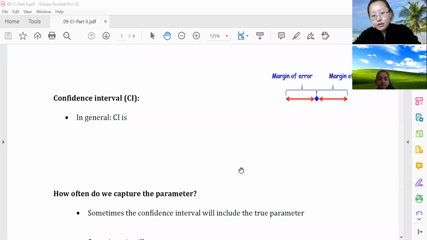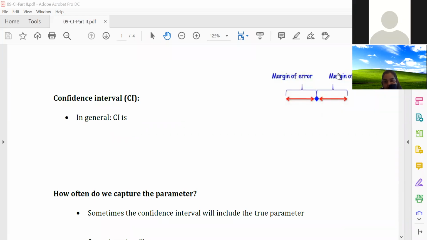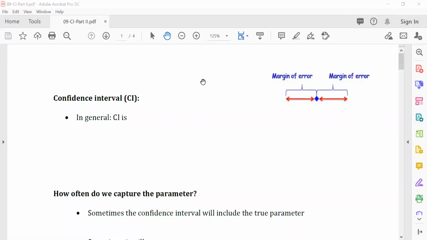Okay, so last time we have talked about confidence intervals. We have reviewed what we have seen before the spring break, and we also started to summarize it in a little table. I hope you guys still remember it. So today we are trying to focus on the interpretation of confidence interval.